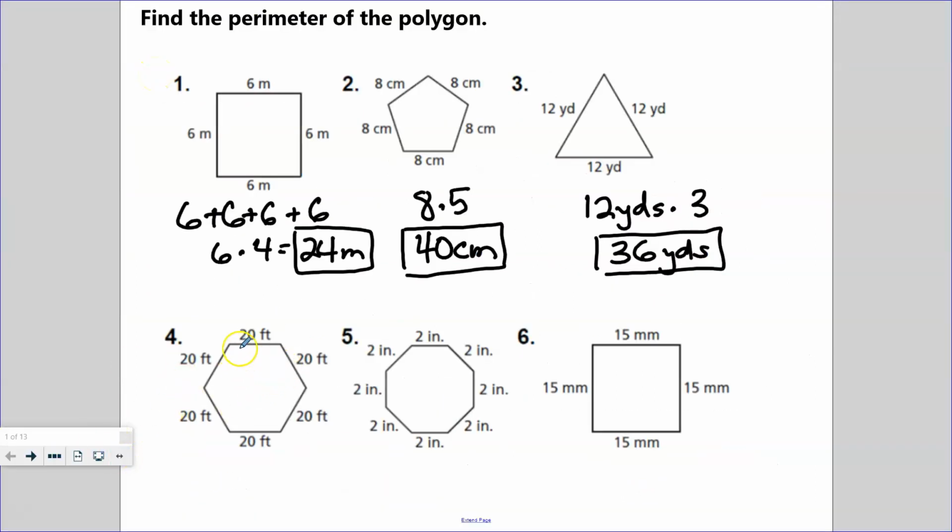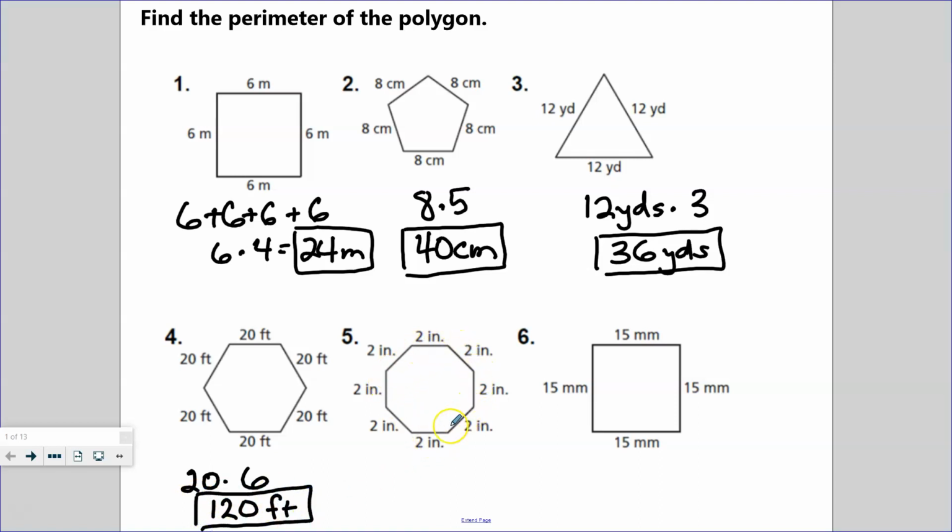All right, looking on down here, we have 1, 2, 3, 4, 5, 6 sides. So we have 20 times 6, and 2 times that. 2 times 6 is 12, with the 0 is 120 feet.